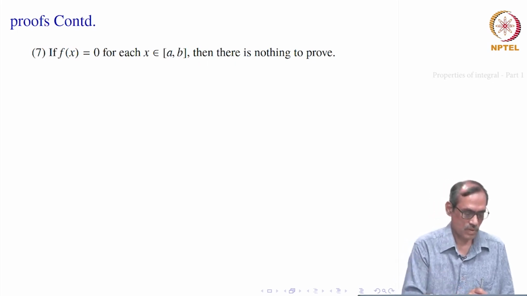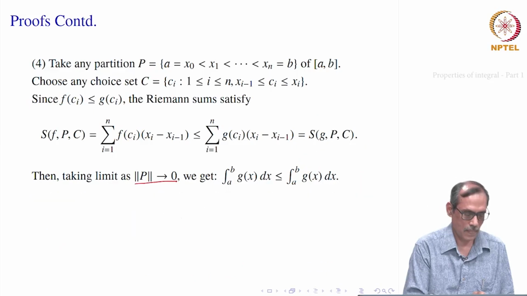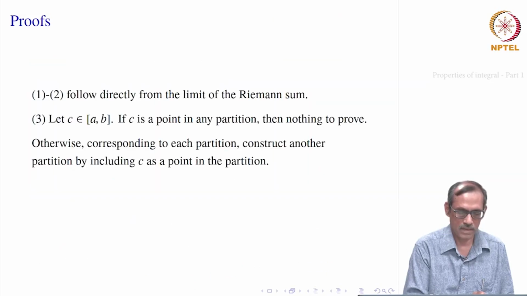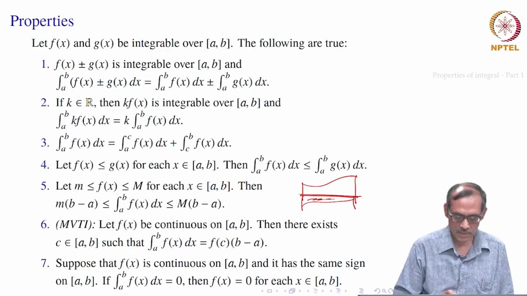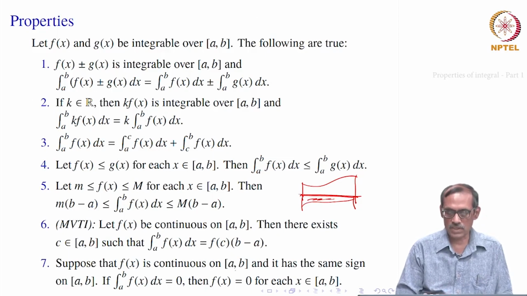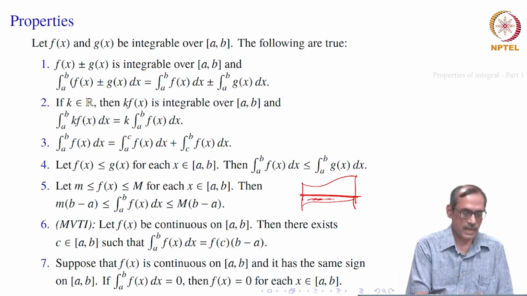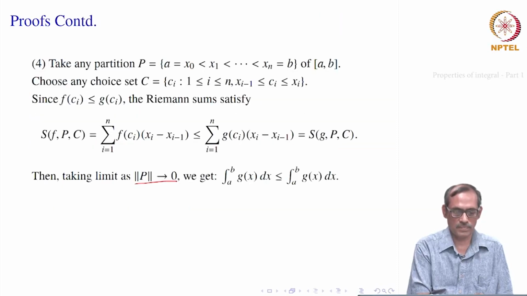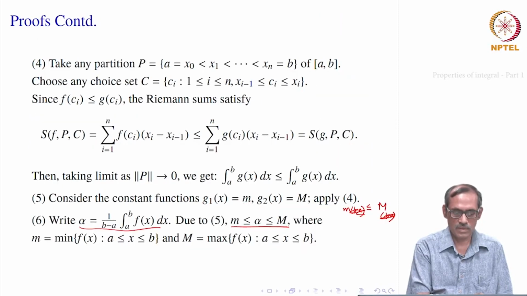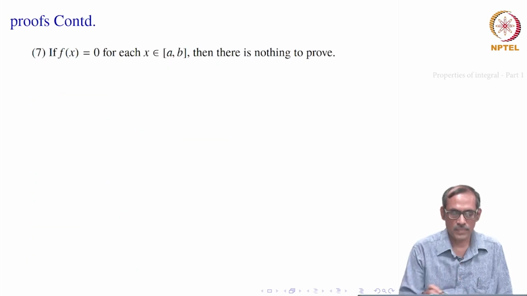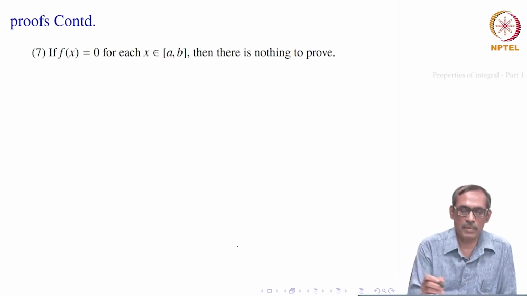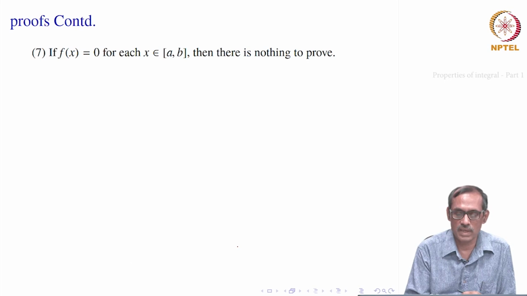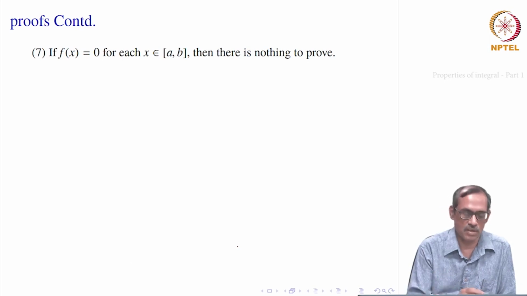So, what is the seventh one? Let us see it again. Seventh one says, if f of x is continuous on [a, b] and it has the same sign on [a, b], that is a crucial assumption, then integral equal to 0 will imply that the function is equal to 0, right. So, it has the same sign, that is an assumption. Now, it can happen that f of x equal to 0 already. So, there is nothing to prove, fine, but that is the conclusion.